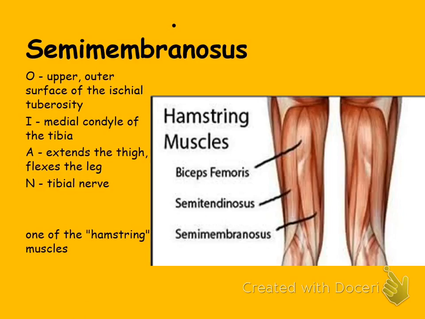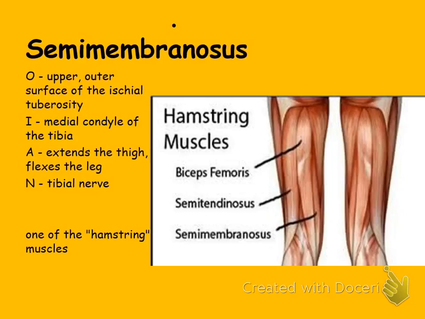Semimembranosus, another one of the hamstrings. We have the biceps femoris, semitendinosus, and semimembranosus, which are all part of the hamstring muscles. The origin is the upper outer surface of the ischial tuberosity. That's the bone that you sit on, and it inserts on the medial condyle of the tibia. It extends the thigh and flexes the leg.